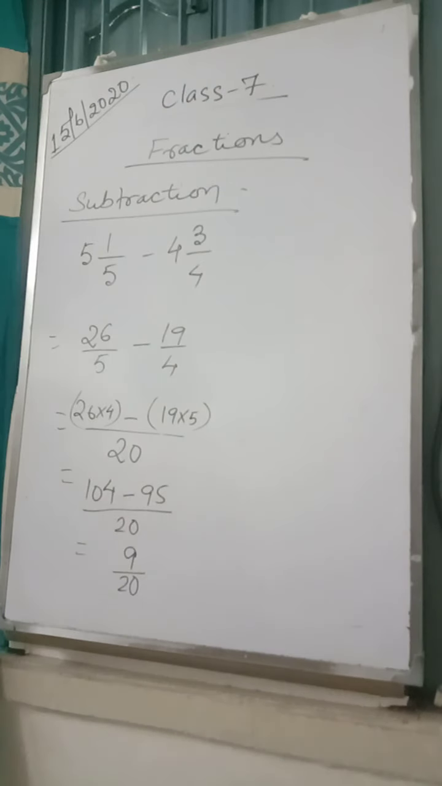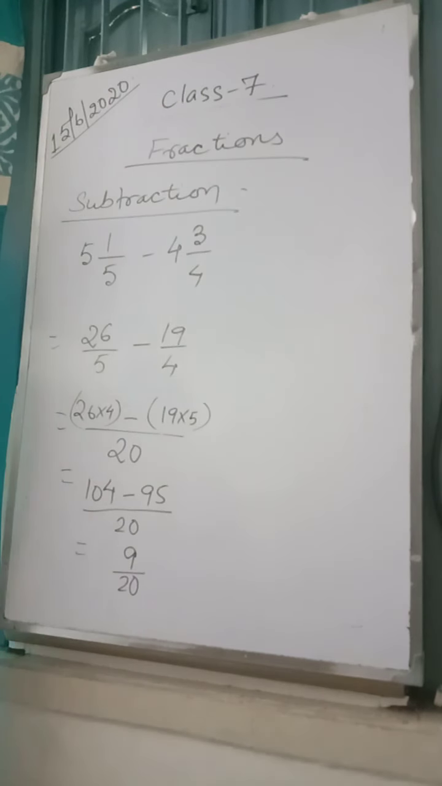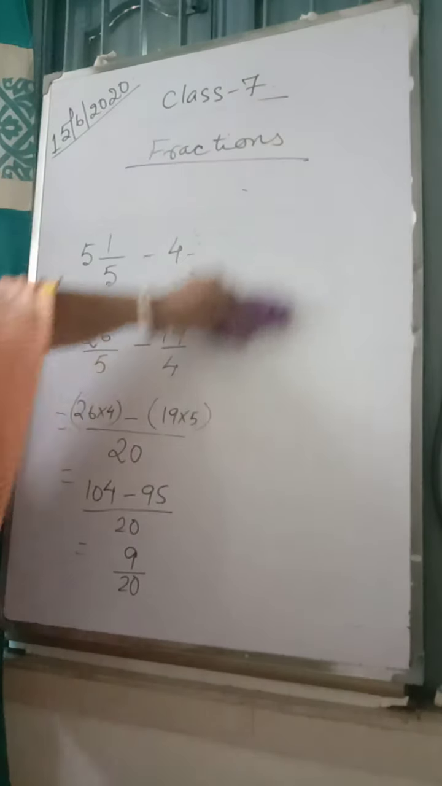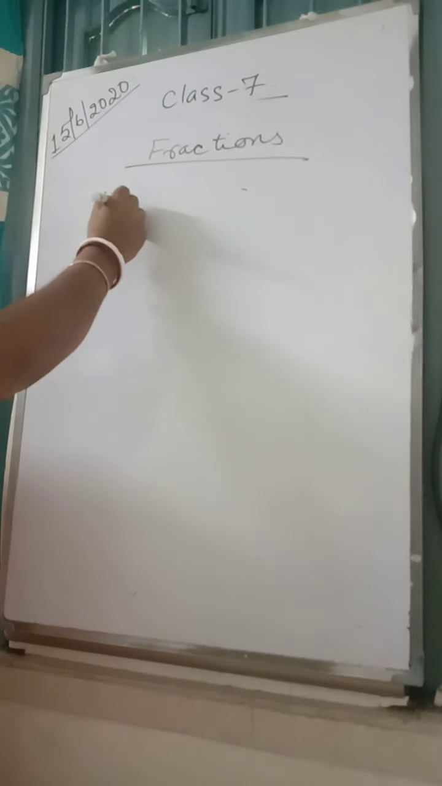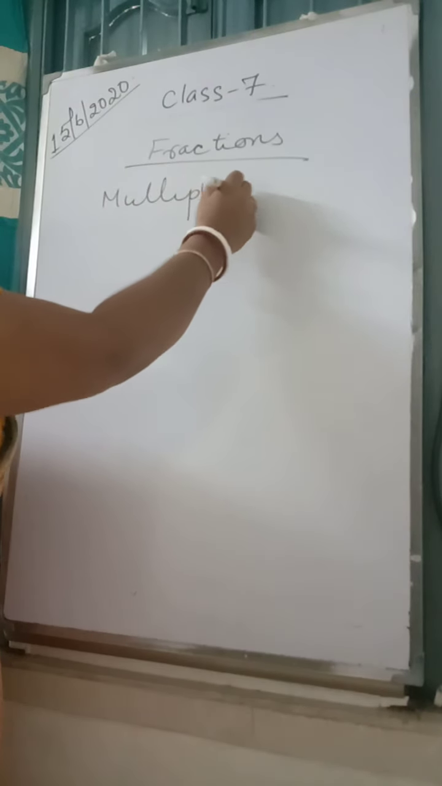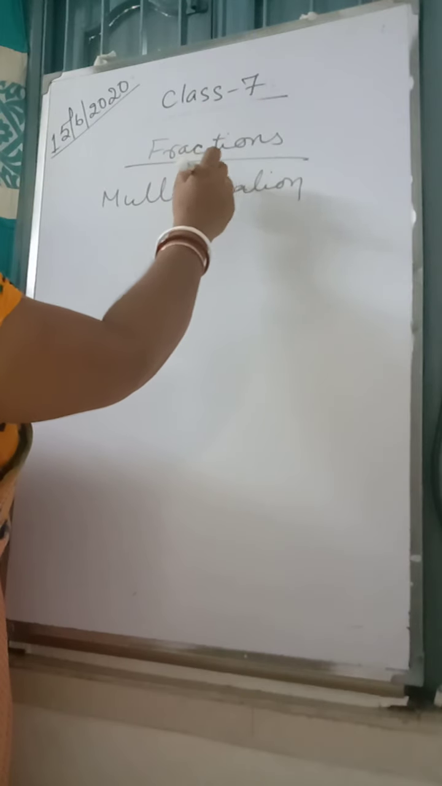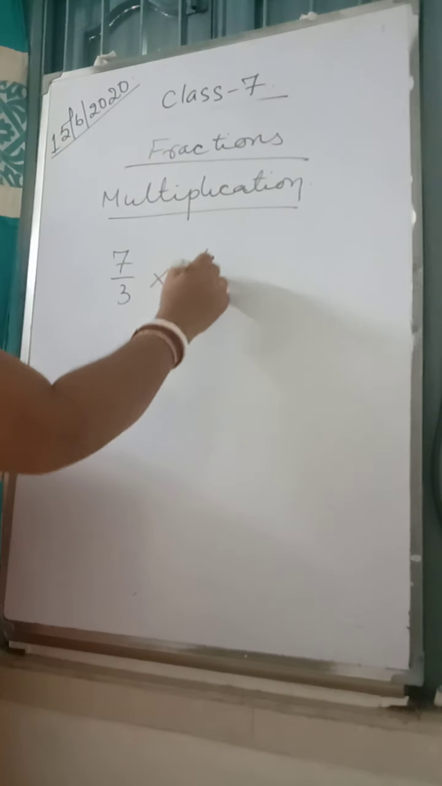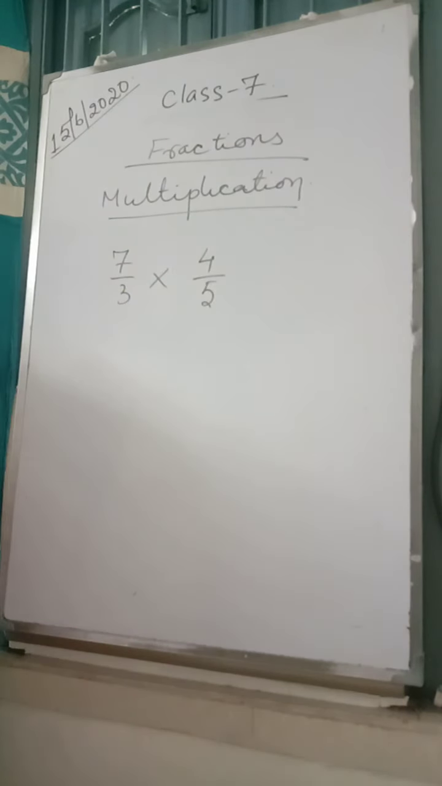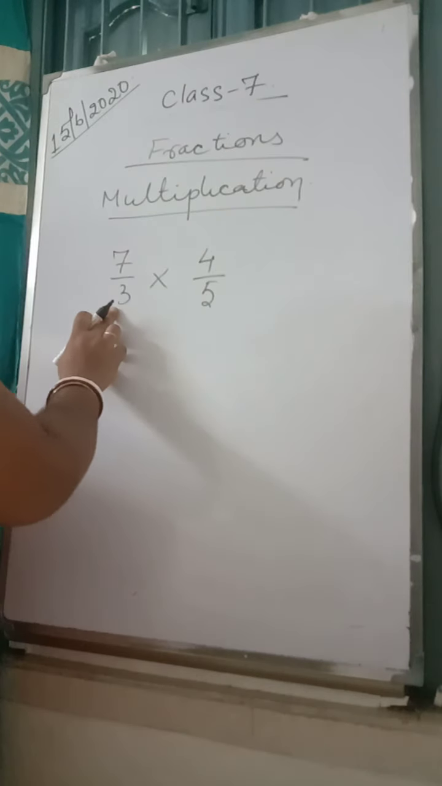So in addition and subtraction we have to convert into like terms, but in multiplication and division we don't need to convert. We can multiply numerator to numerator and denominator to denominator. For multiplication, what do we do? Just 7 by 3 into 4 by 5. We don't need to find the LCM of 3 and 5.